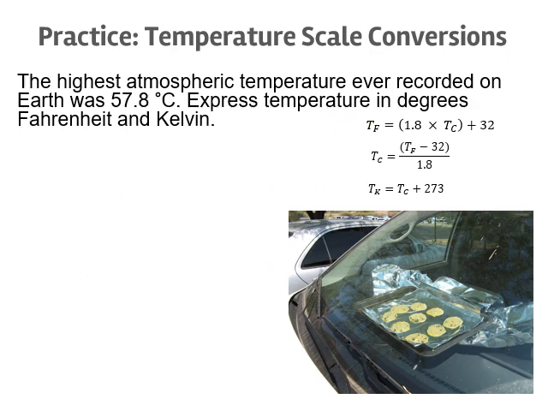The highest atmospheric temperature ever recorded on Earth was 57.8 degrees Celsius. Express temperatures in degrees Fahrenheit and Kelvin. In terms of this one, we're going to have to use all three formulas. To start off, I'm going to go ahead and convert degrees Celsius to degrees Fahrenheit. So I'm given Celsius, and I have to find Fahrenheit. For this, I'm going to use this top formula.